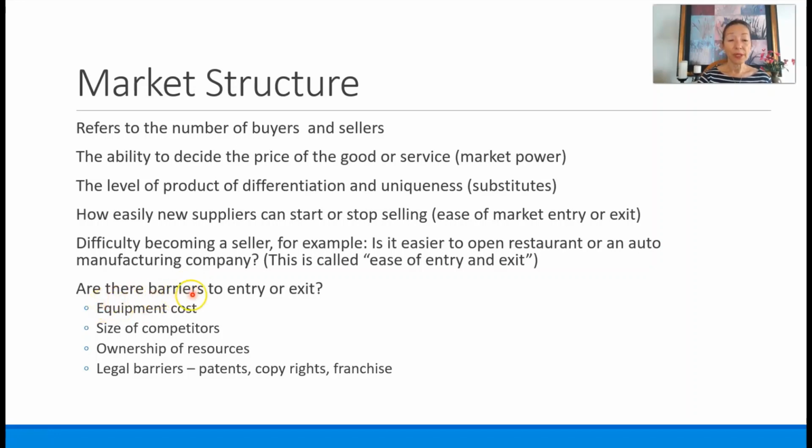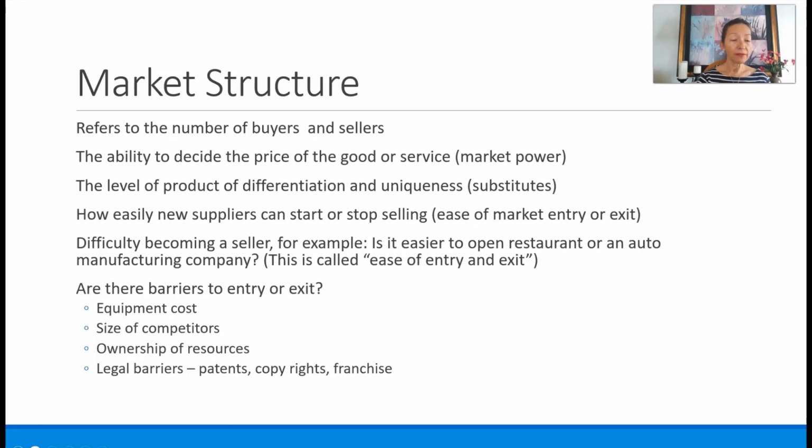There are some examples of barriers to entry. Equipment cost. So remember that equipment is capital. The size of other competitors. So if you wanted to get into an auto industry, the big competitor there, of course, would be the auto companies. They're already big. They already have the market or a lot of customers. Another barrier to entry for firms is ownership of resources. Maybe you want to produce something, but you don't have a key resource that is needed, so you cannot get into that industry. And then we have legal barriers such as patents, copyrights, and franchises. So all of those are things that make it difficult to get into a business or into an industry.